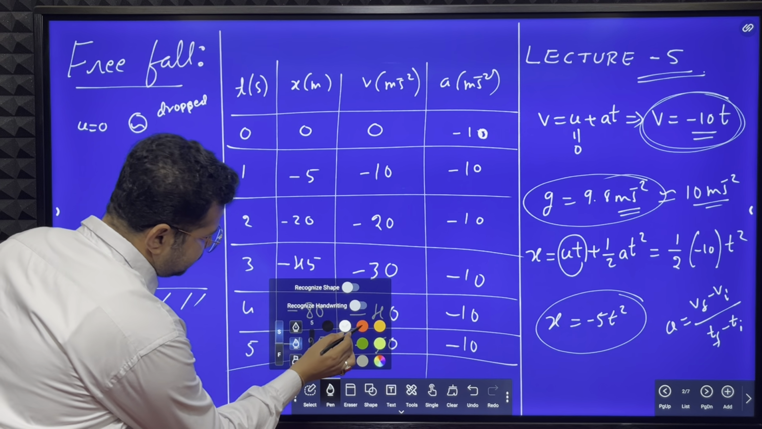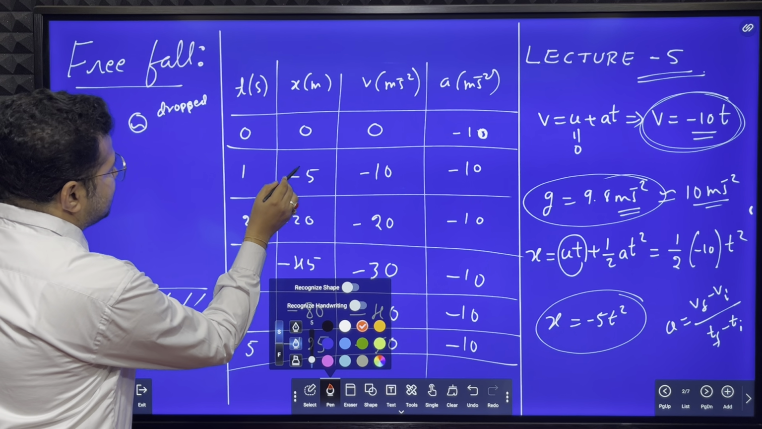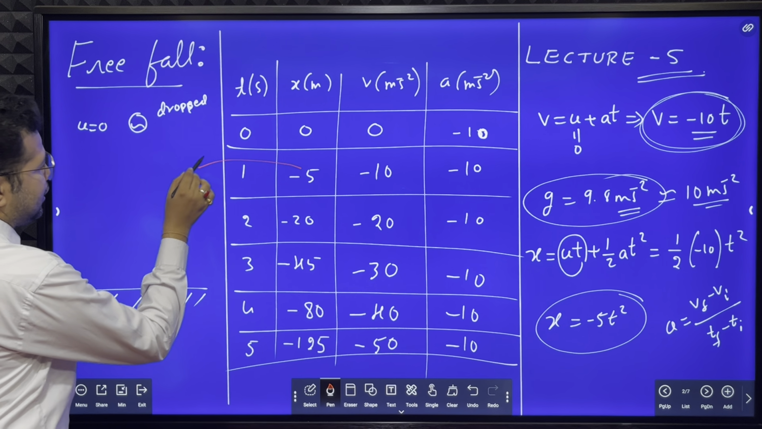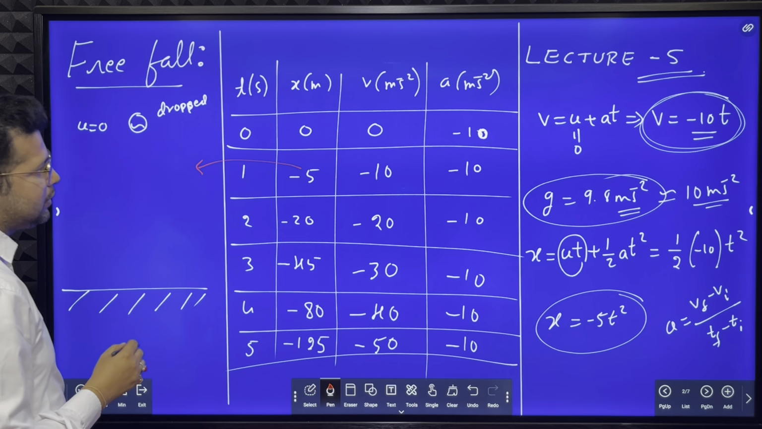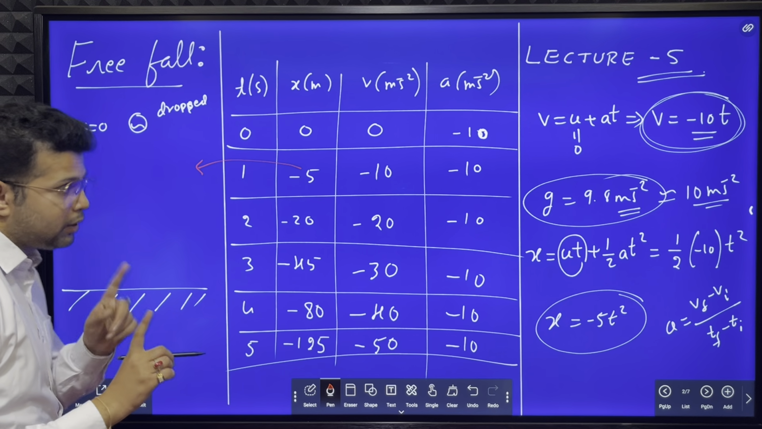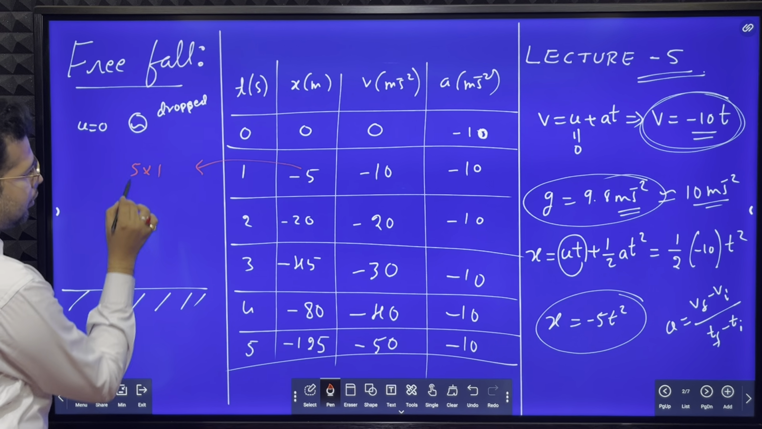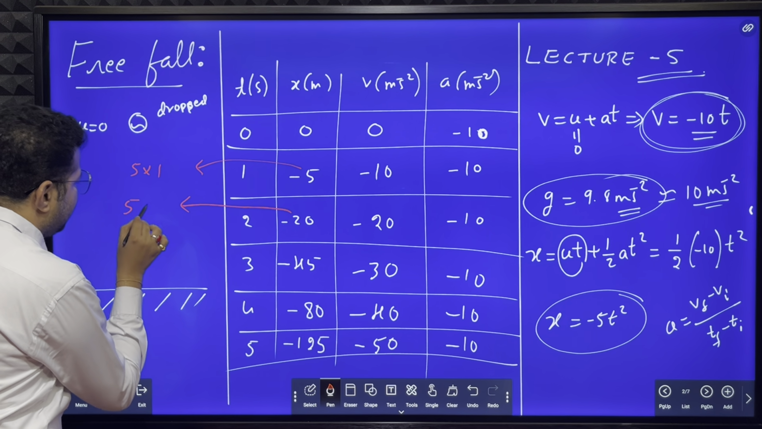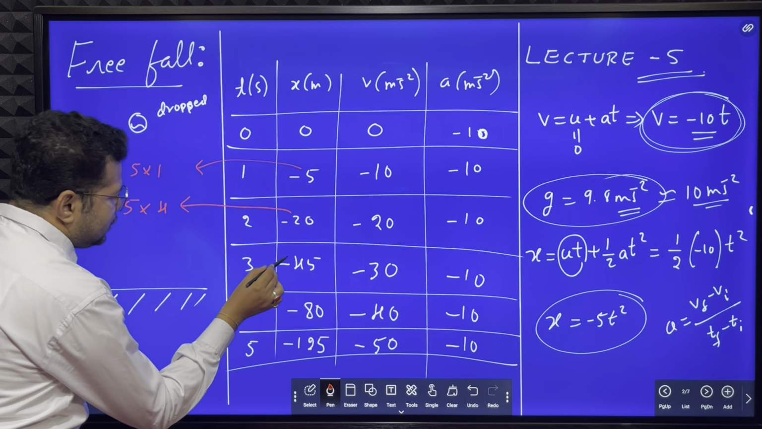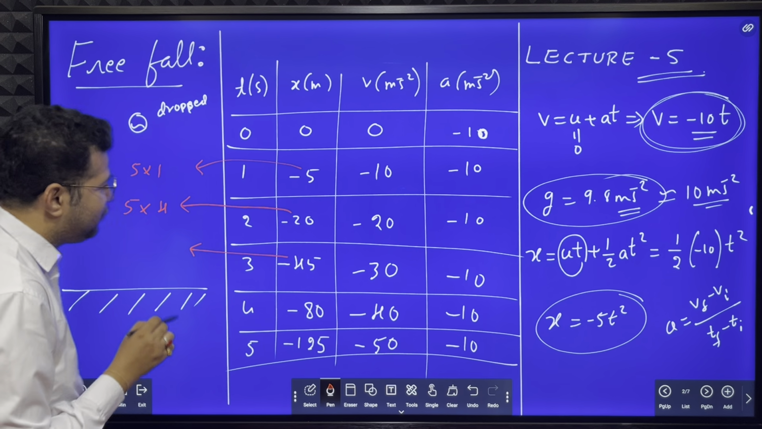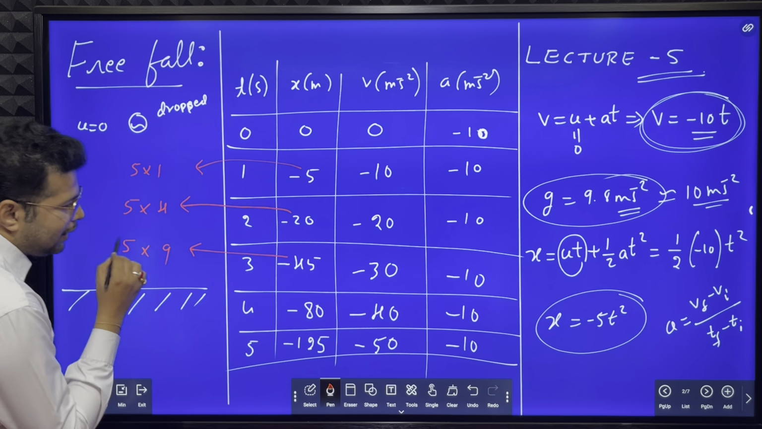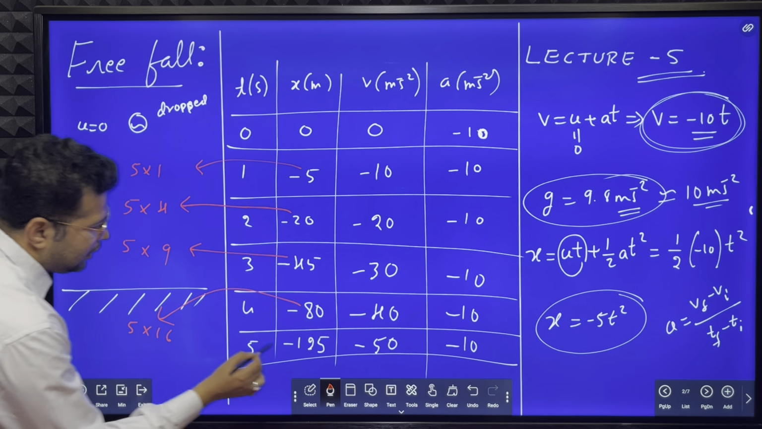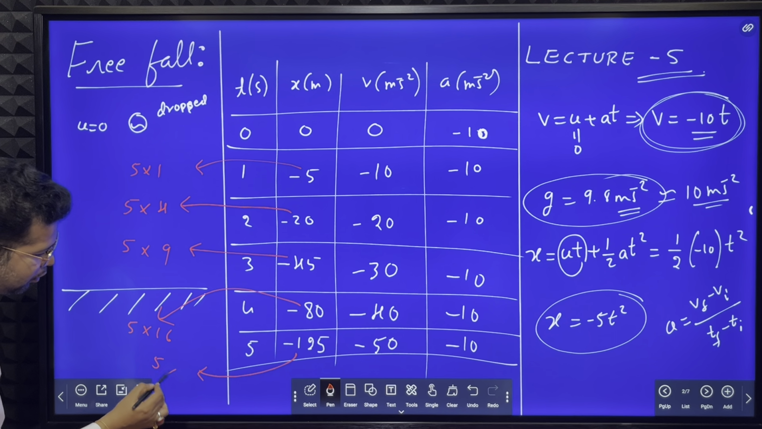You observe this, very important. See, this 5: distance traveled by the ball in 1 second is 5. I'm speaking about distance. This can be written as 5 into 1. Distance traveled by the ball in 2 seconds is 20, so I can write this as 5 into 4. Distance traveled in 3 seconds is 45. I can write it as 5 into 9. Distance traveled in 4 seconds is 80. I can write it as 5 into 16. This I can write as 5 into 25.